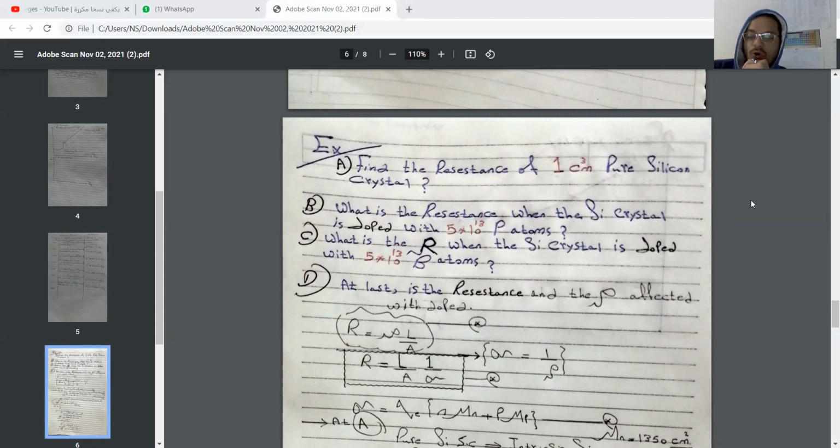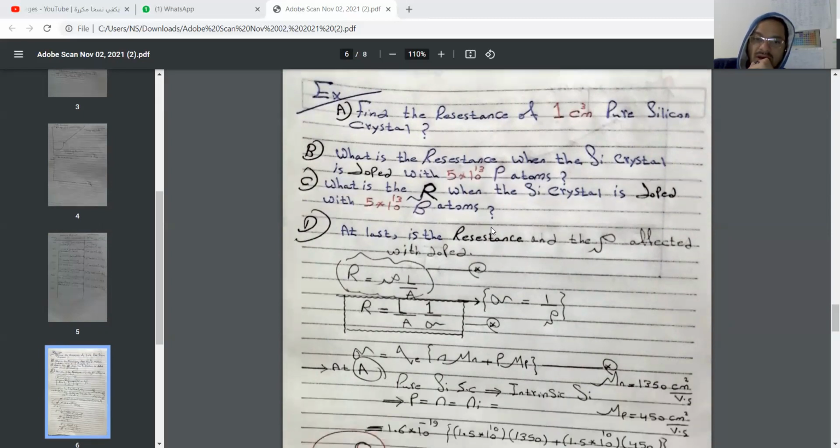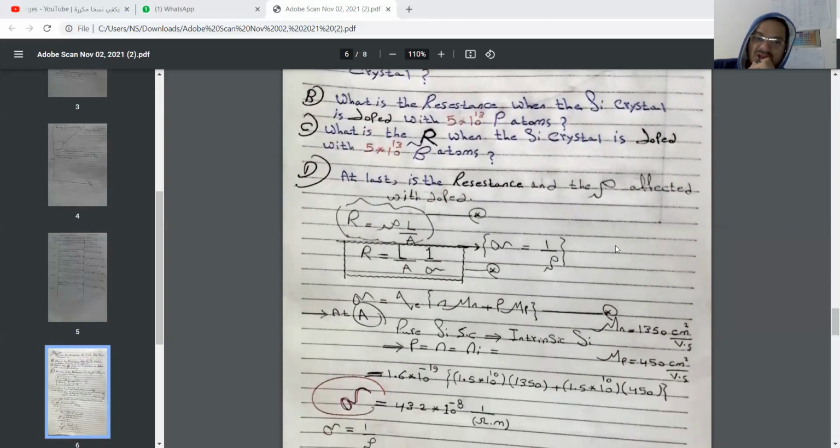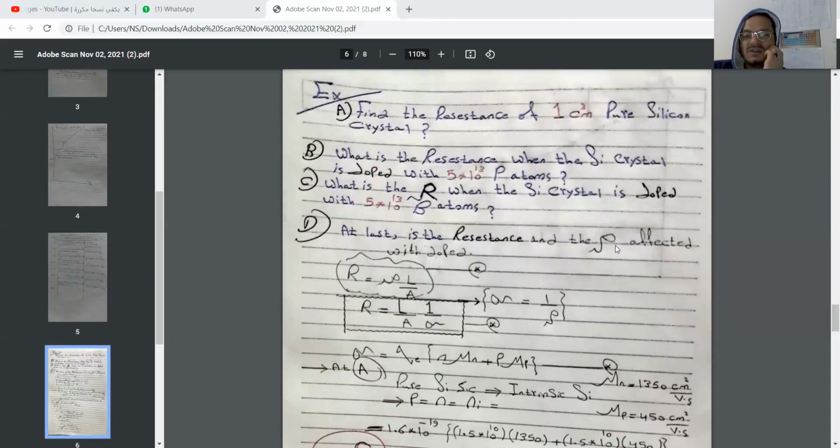Find the resistance of a 1 centimeter cube of pure silicon crystal. After that, doped with phosphorus, then doped with boron. And at last, determine whether the resistance, resistivity and conductivity are affected by doping or not. Let's start with number 1.